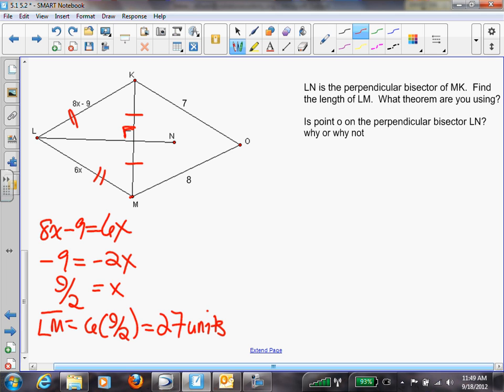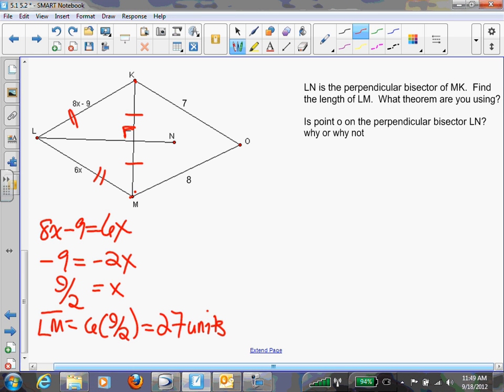Okay. So I've only got two theorems to use, right? One is the perpendicular bisector theorem and one is the converse. Which one am I going to think about using if I'm looking to see if this point O would fall on the perpendicular bisector LN? Okay, so what does the converse say? The converse says that if the point out here to either side is congruent, then it'll fall on the perpendicular bisector, correct? Are these lengths congruent?